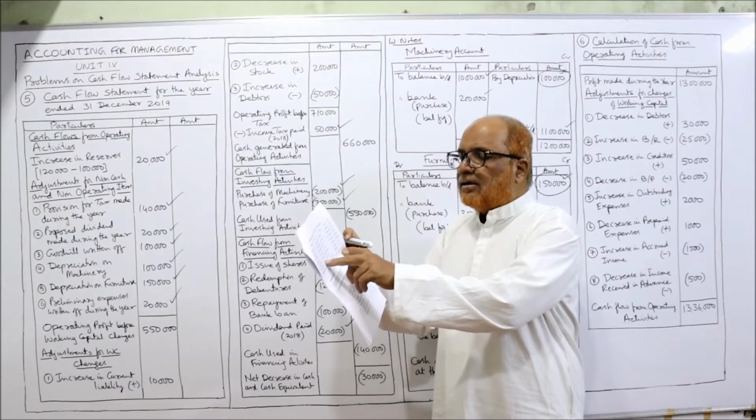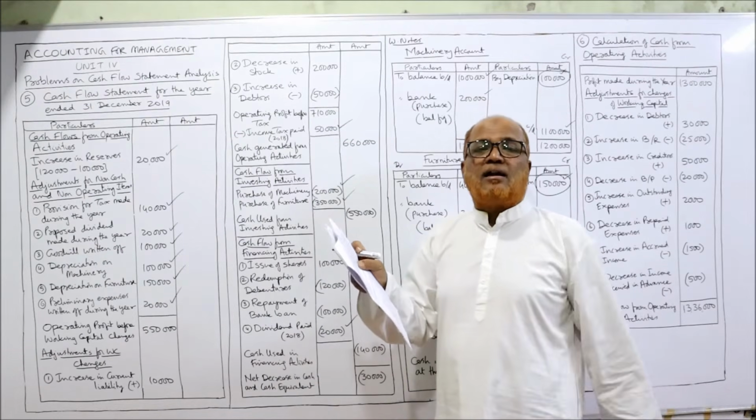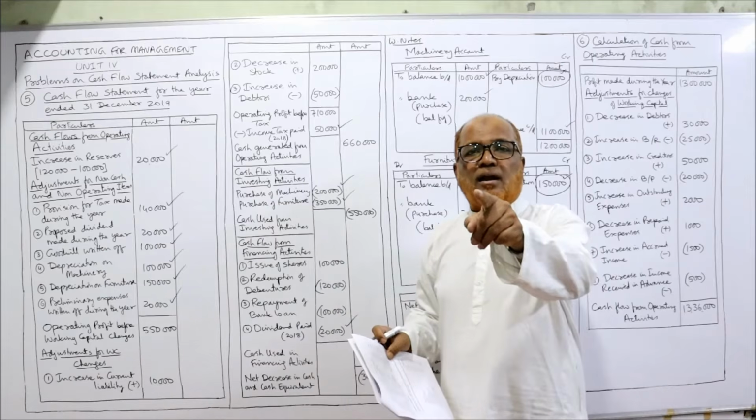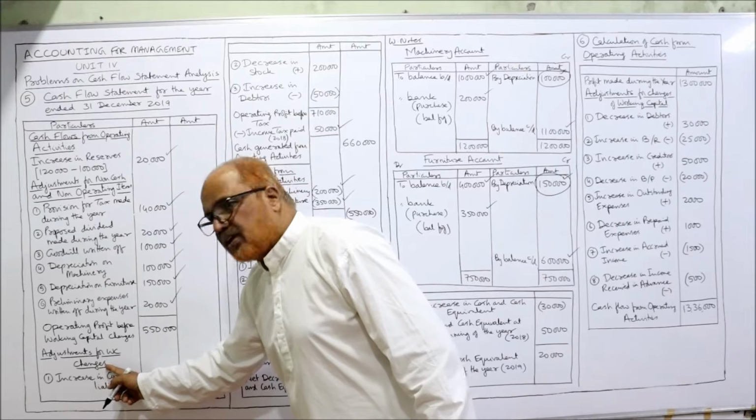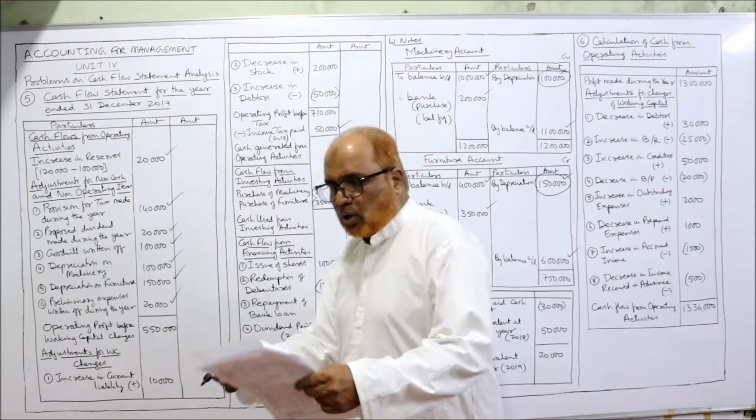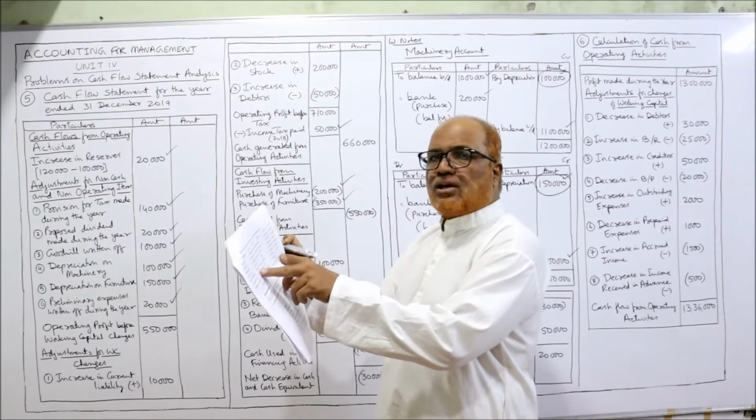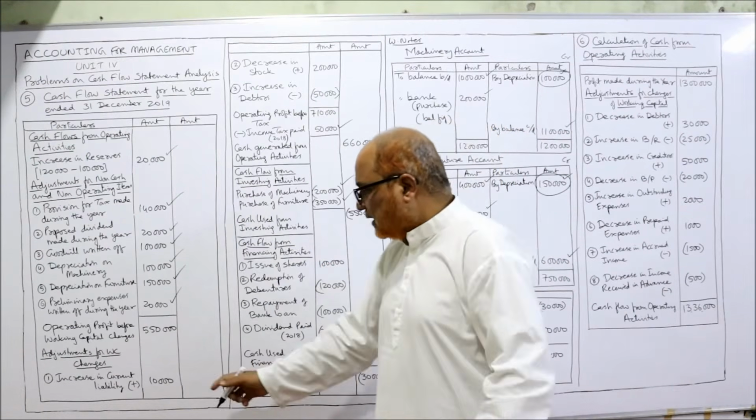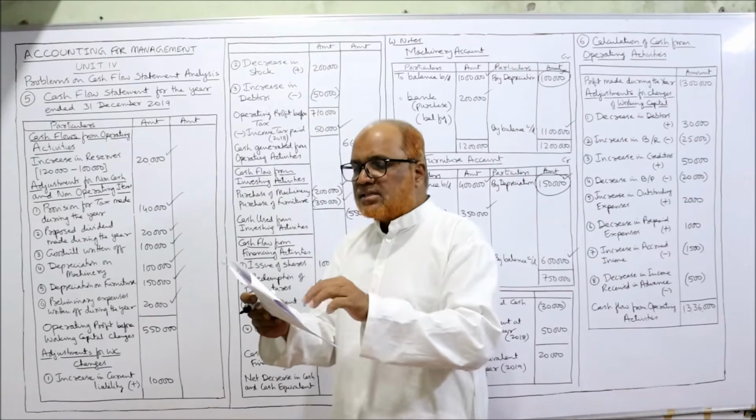Liability side, current liability: last year 50, current year 60. So increase in current liability will be added. So here, adjustment for working capital changes, increase in current liability added. How much is the difference here? Current liability difference is 10,000, 50 to 60. So 10,000 rupees should be added. Only one current liability.